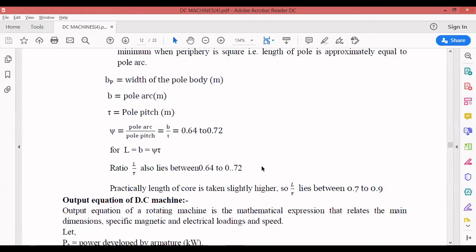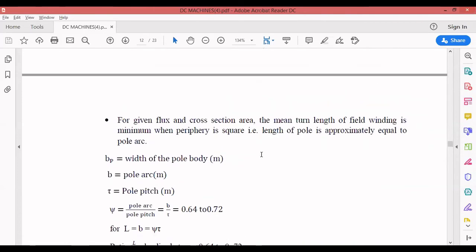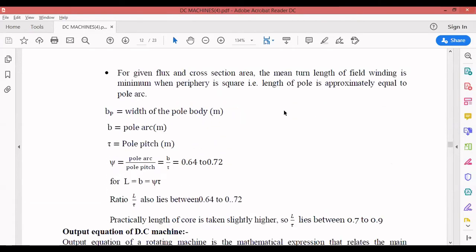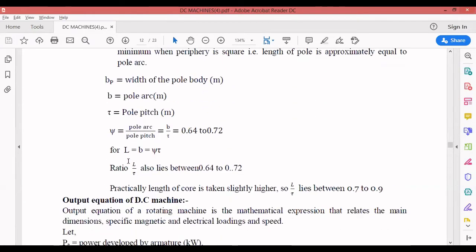As I told you, if I go for a square cross section of the pole, then the pole arc will be equal to L of the pole core. For L equal to b, the length of pole core is equal to the length of pole arc. Then substitute for b here. What is b? Psi into tau, since we know that psi is equal to b by tau.